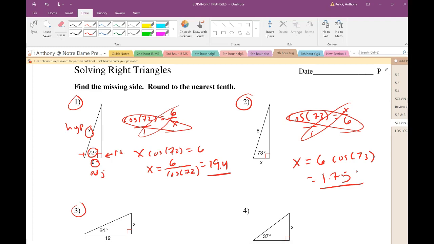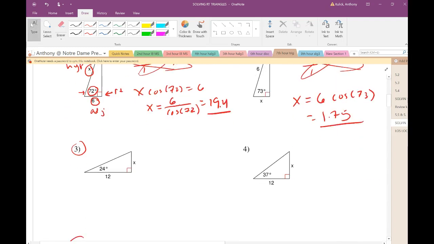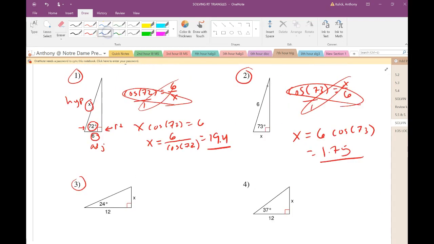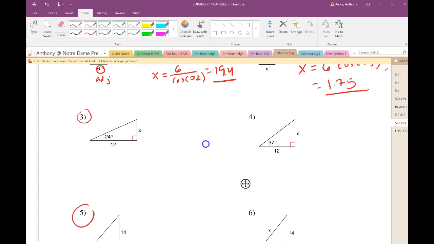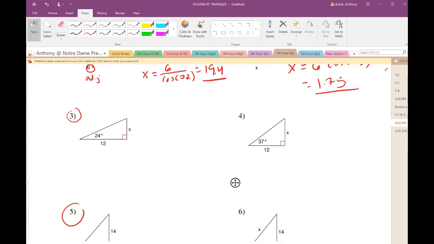No, that's fine. So again, what Julia asked was, would it be okay if I said, oh, well, this angle is 17 degrees. Could I do sine 17 is equal to x over 6? Sure, that's fine. No big deal. It's equivalent. Does not have to be cosine. There's nothing unique about that.